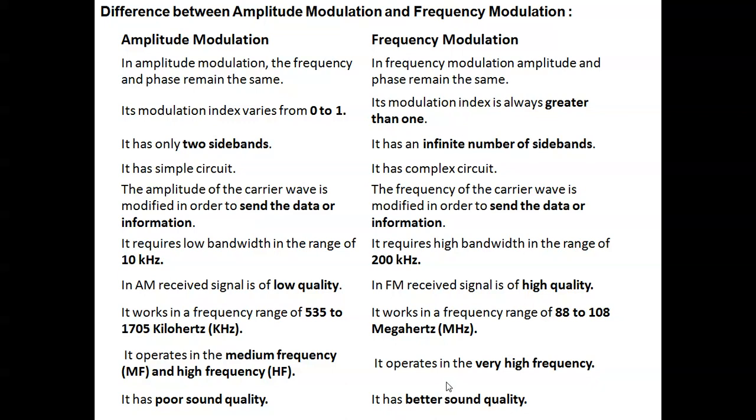In AM, the amplitude of the carrier is varied to send the data. In FM, the frequency of the carrier is varied to send the data and information. In AM there are only two sidebands; in FM there are an infinite number of sidebands, because a wideband frequency is applied. AM has a simple circuit and FM has a complex circuit. The modulation index is 0 to 1 for AM, and greater than 1 for FM.